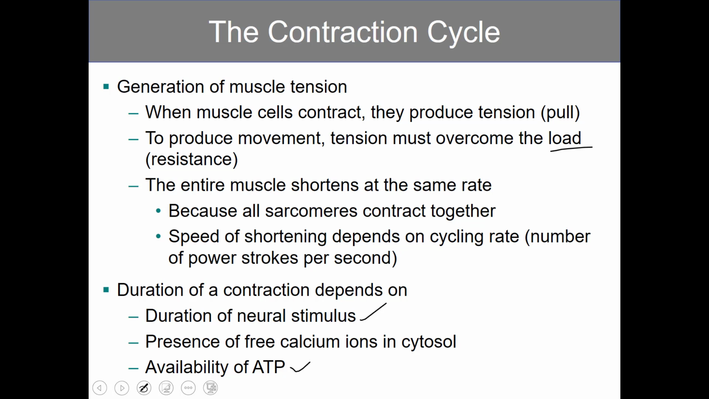You used up all of your stored ATP and there's just none left. The other thing that could affect the duration of a contraction is the presence of free calcium ions within the cytosol. You have to have the free calcium there in order to bind to troponin, in order to expose those myosin binding sites on actin. So, three factors that contribute to the duration of a contraction.